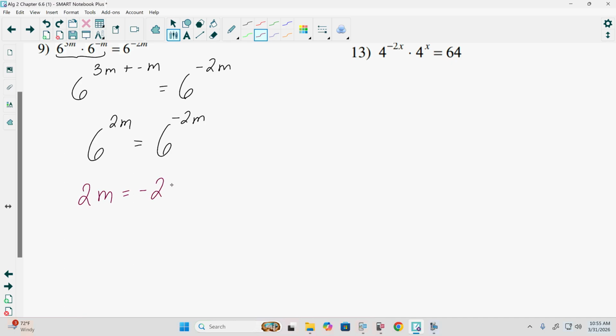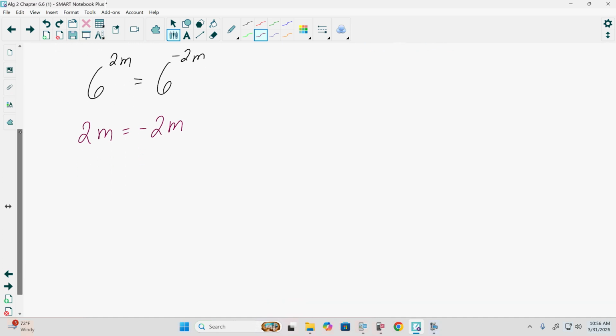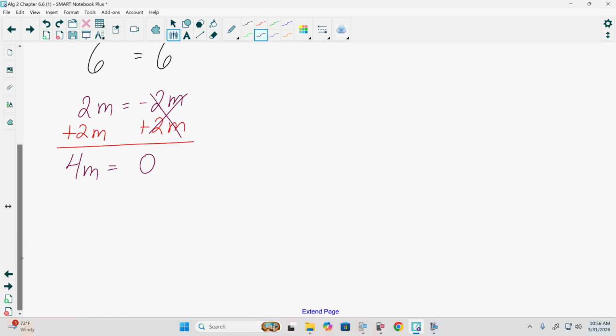If the bases are the same, and we have 1 on either side, the only way this works is that the exponents are equal also. So 2m has to equal negative 2m. And because we do not have exponents, we do not have m squared, m cubed, we can just get m's by themselves. We get them on the same side. And to do that here, I'm going to add 2m to both sides. 2m plus 2m is 4m. Negative 2m plus 2m is 0. So m is 0.